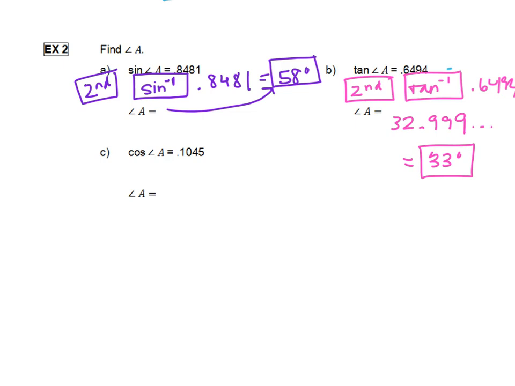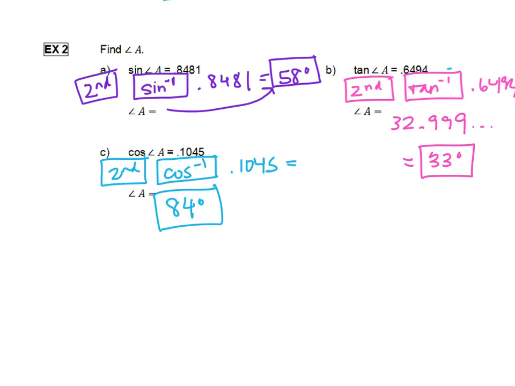All right, cosine of angle A, same idea. You're going to do your second button, then your cosine button because you want that inverse cosine function. Type in your decimal, 0.1045. So inverse cosine of 0.1045 gives us about 84 degrees. So if you know the sine, cosine, or tangent value and you're trying to find the angle, you just use the inverse functions: inverse sine, cosine, or tangent.